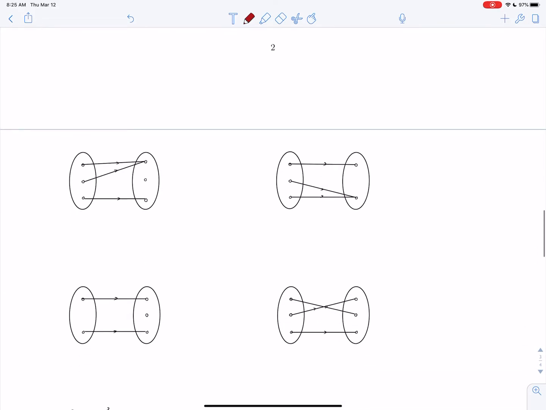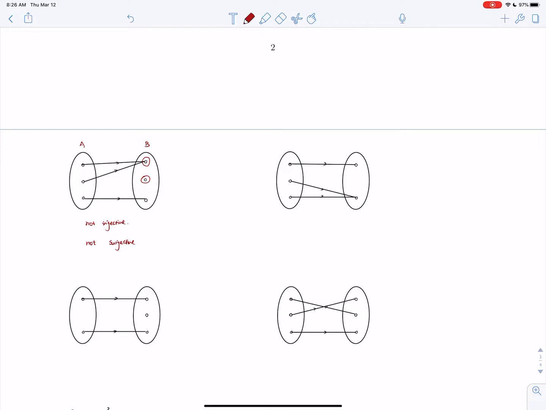Now if we look at those four diagrams, you should know that the first one is not injective, because for this element, if we call this A and this B, you have two elements in A that map to the same element in B, so it's not injective. If you notice, it's not surjective as well, because there is one element in B that has no element in A that maps to it. So it's neither injective nor surjective.